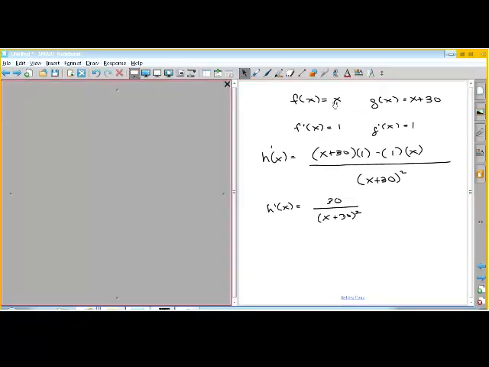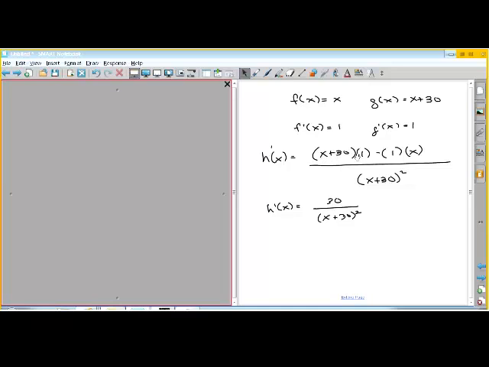So this is my quotient, x divided by x plus 30. So that's my numerator, that's my denominator. So I take the derivative of each one, which is just going to be 1 in both cases, and then I use the quotient rule. So I take this times that and minus that times that, divided by the denominator squared of the original function.